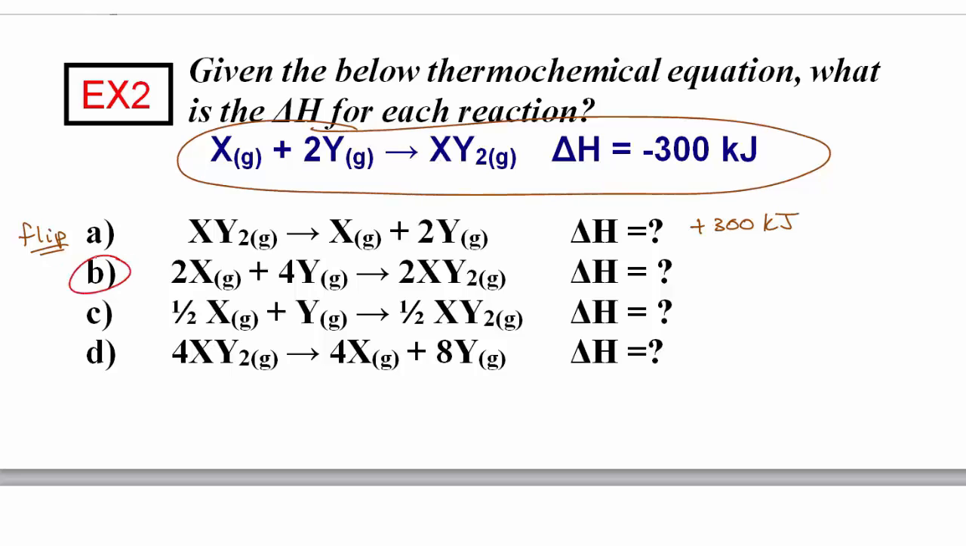What was done to get B? They multiplied through by 2, right? So all we do is multiply delta H by 2, negative 600 kilojoules. How about C? What was done? They multiplied through by 1/2. So multiply delta H by 1/2, and negative 150. How about this last one? They multiplied through by 4, and they flipped it.